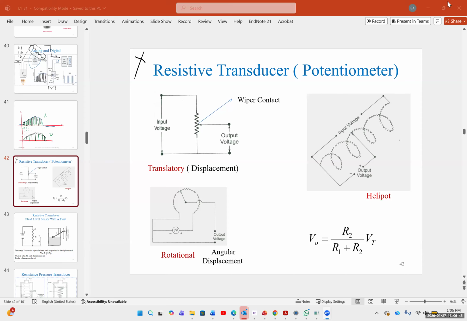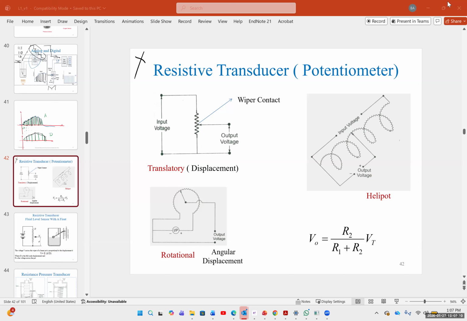Now, another type of transducer is called the resistive transducer, or what we call a potentiometer, or POT. There are different types of potentiometers. You can see here three types: the translatory, the rotational, and the helipot. All of them use the same principle.